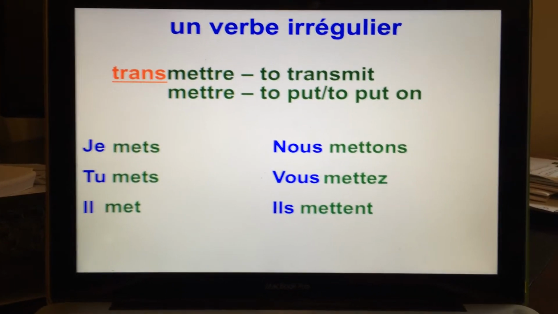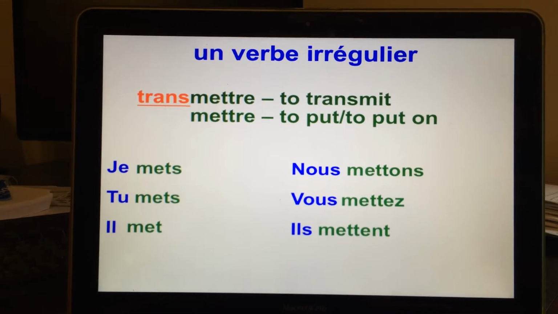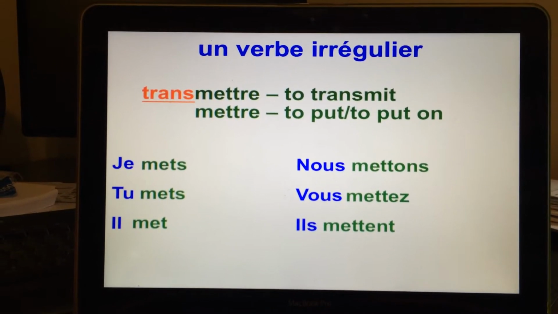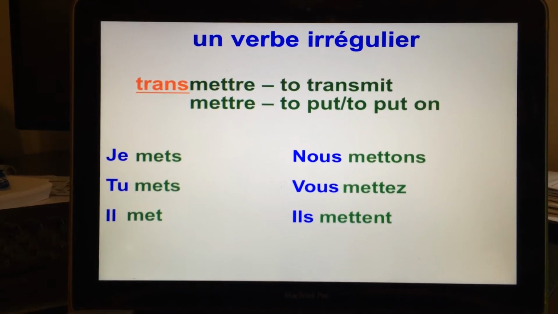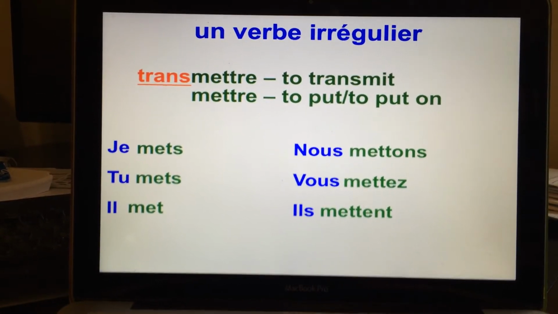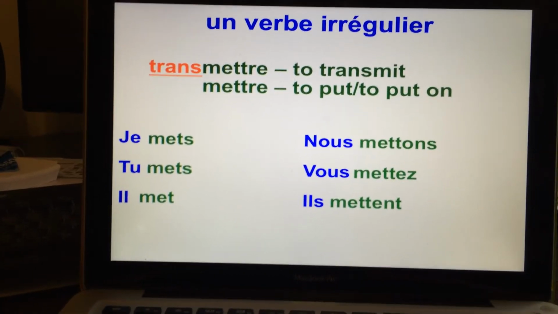And now mettre is not actually one of the verbs in our unit here. However, this related verb, transmettre, is. Transmettre, to transmit, conjugates exactly like mettre. You just have to put the letters T-R-A-N-S in front of it, okay?